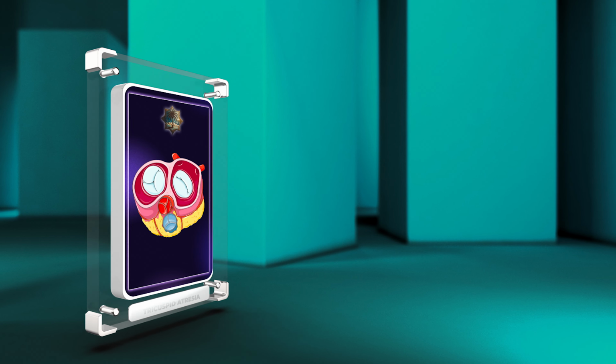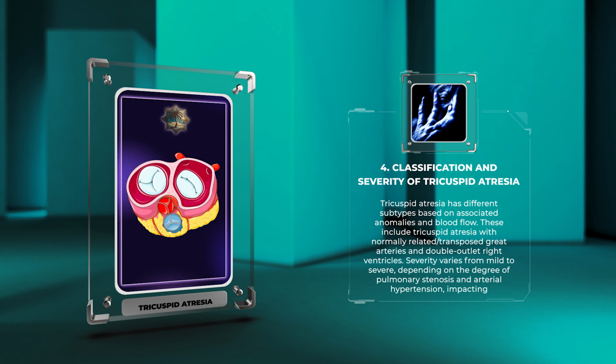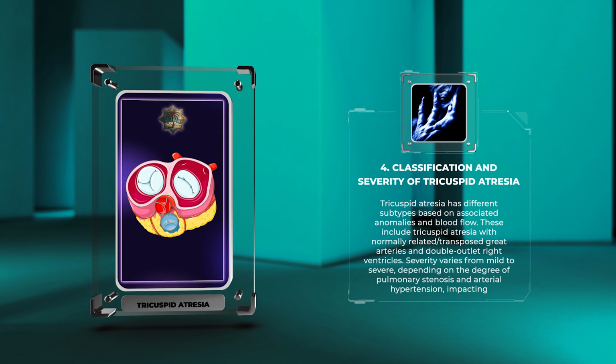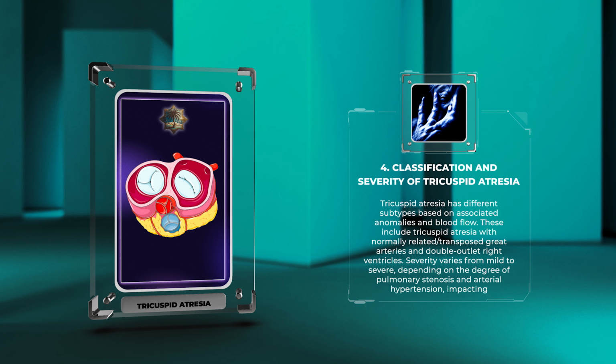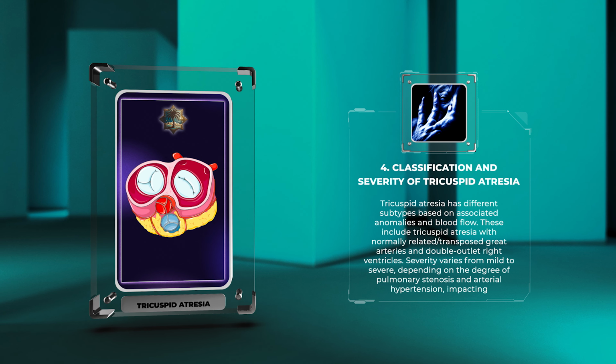Tricuspid atresia has different subtypes based on associated anomalies in blood flow. These include tricuspid atresia with normally related/transposed great arteries and double outlet right ventricles. Severity varies from mild to severe, depending on the degree of pulmonary stenosis and arterial hypertension, impacting management and surgery.